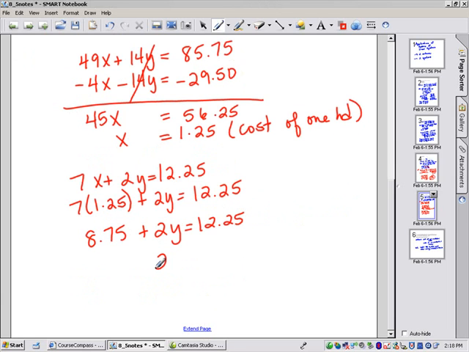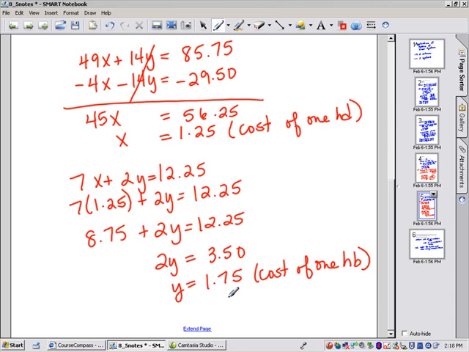And now if we subtract 8.75 from both sides, we get that 2y is equal to 3.50. And then dividing by 2 tells us that y is $1.75. So the cost of one hamburger is $1.75, and the cost of one hot dog is $1.25.